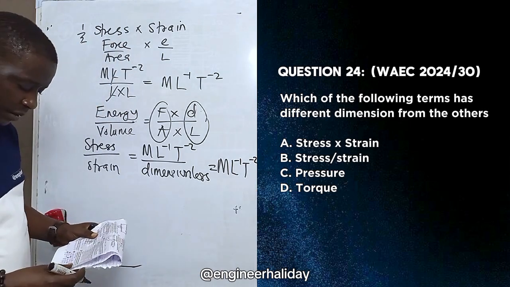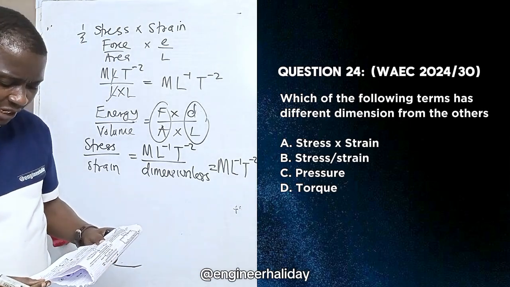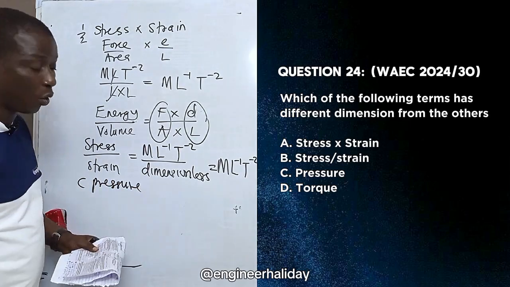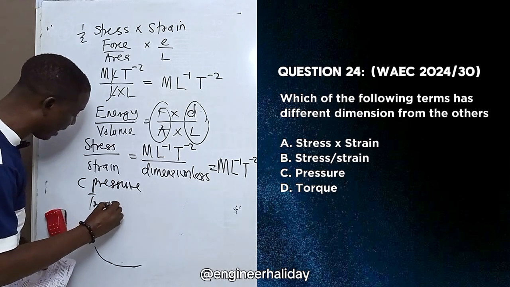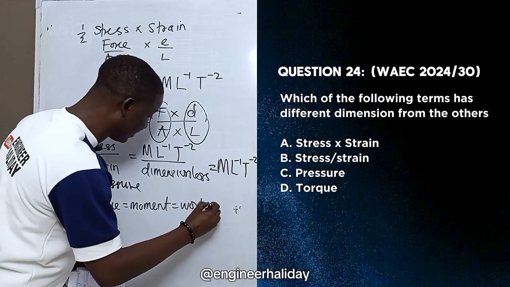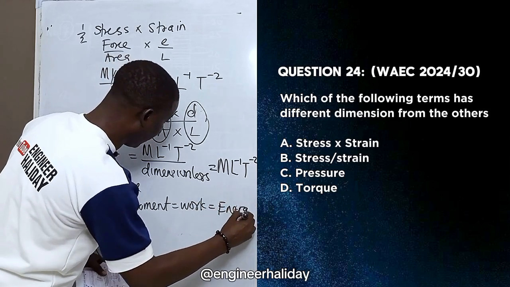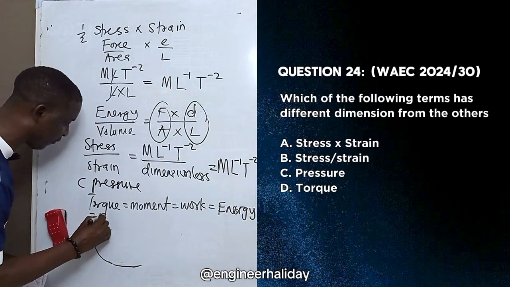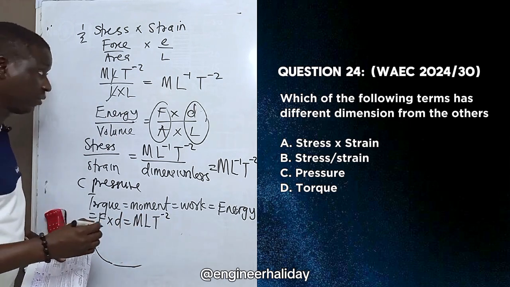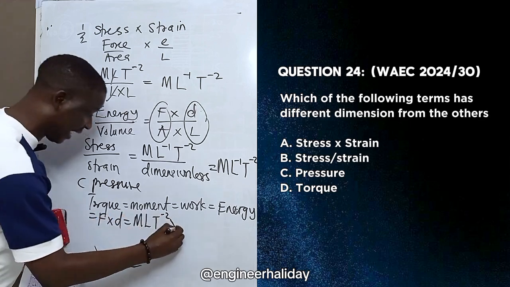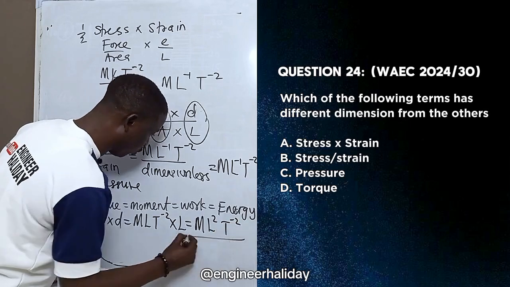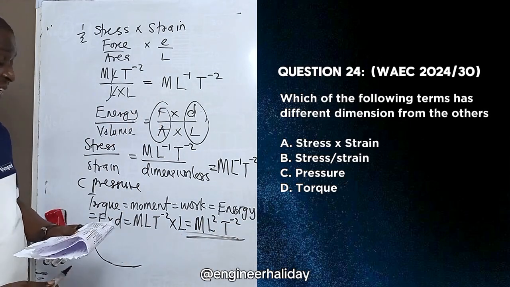Then the second to last, pressure. Yes, C is pressure, the same dimension. D is torque. Torque is the same dimension as moment. Moment is the same thing as work, and work is the same thing as energy. So what is the dimension for energy? Energy is force times distance. Please master force times distance. That gives ML^2T^-2. So this is the dimension for energy, which is torque.